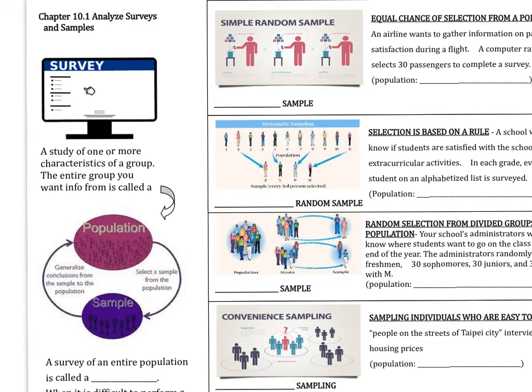In 10.1, we're going to learn about how to analyze surveys and samples. A survey is a study of one or more characteristics of a group. And this entire group you want information about is called a population. Sometimes it's very difficult to survey an entire population because it's hard to reach everybody. So we would take a sample. And there's many different kinds of sampling that I will teach you later. So in general, to take a sample from a population, we can make general conclusions about a certain population.